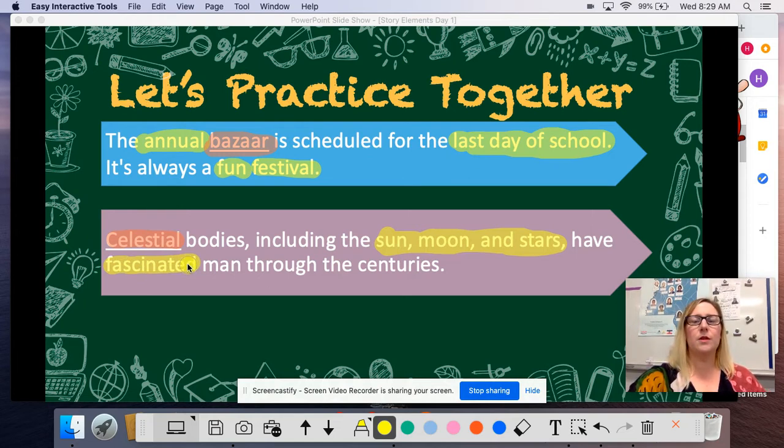So what do the sun, moon, and stars have in common? Well, they're all in space. They're all in the sky. And space is pretty fascinating. So this word means in space. So bodies in space. So I can assume that not only are the sun, moon, and stars celestial bodies, asteroids, planets, meteors, they're all celestial bodies because they're in space. So that's all you have to do to use context clues so that you can figure out any word that you don't know as you're reading.